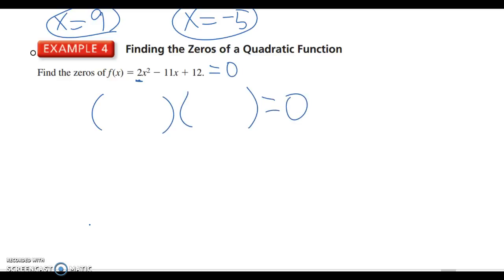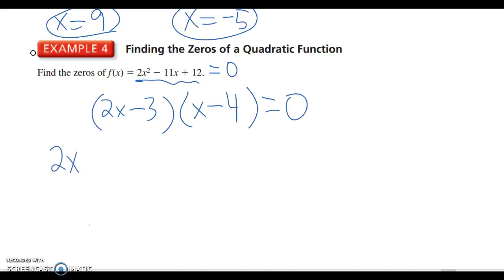So I know to get 2x squared, I should have 2x and x. Those are the only possible options there. Then I want two numbers that multiply to get 12, but then somehow in the middle I have to get negative 11. So I was able to figure out they're both subtractions so that we get a positive 12 at the end. And then 2x minus 3 times x minus 4, this will work. If you FOIL it out, you should get the original equation again.